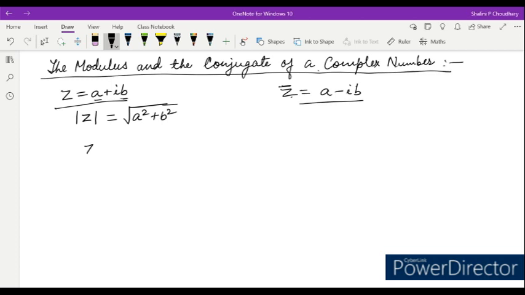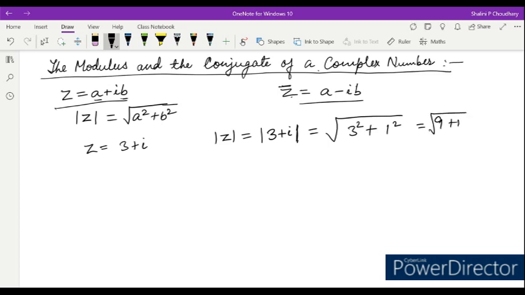If we take z equal to 3 plus i, then what will be the modulus of z? Modulus of z, or we can write modulus of 3 plus i, will be equal to square root of 3 square plus the imaginary part squared. What is the imaginary part of this z? That is 1, so 1 square. So 3 square is 9 and 1 square is 1, under the square root. So it will be square root of 10.